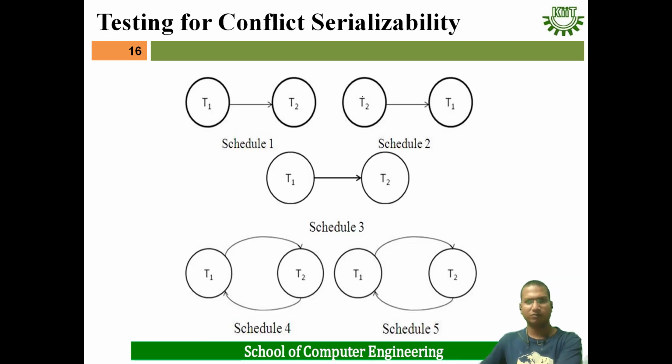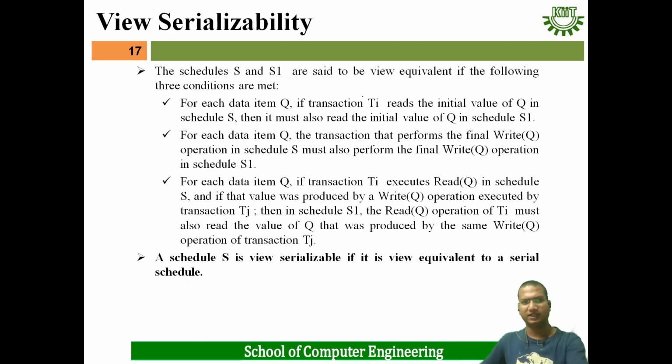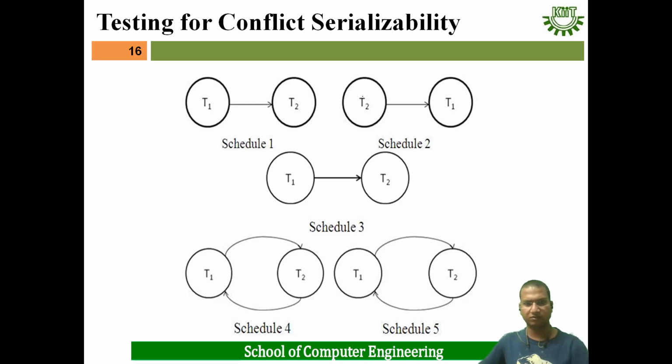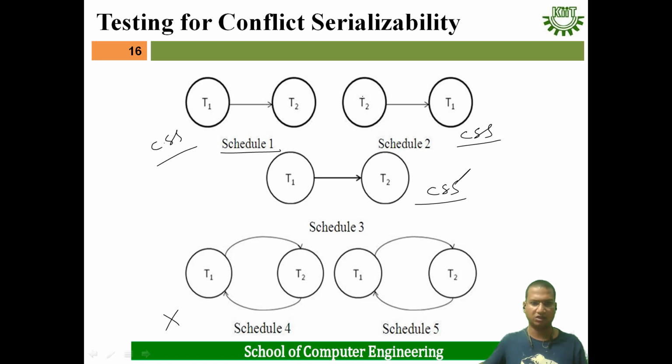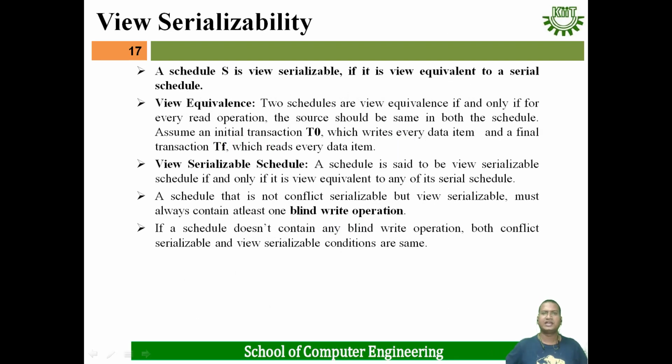Okay, and this is all about the schedules. In S1 a cycle is not present, so it is a conflict serializable schedule. Schedule S2, no cycle is present, conflict serializable. Schedule S3, no cycle, conflict serializable. Schedule S4, a cycle is present, not a conflict serializable schedule. Schedule S5, a cycle is present, not a conflict serializable schedule. Understood? Now we'll see view serializability. We have completed conflict serializability.